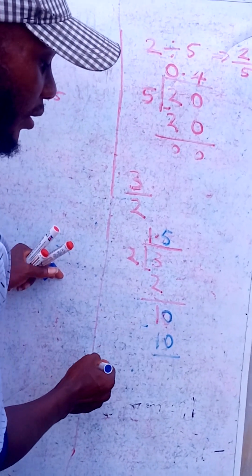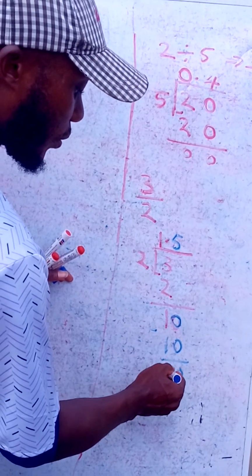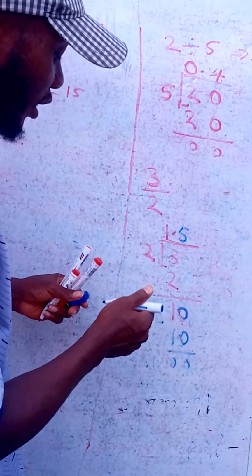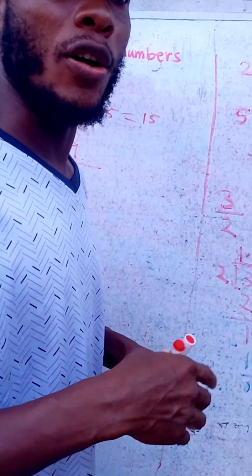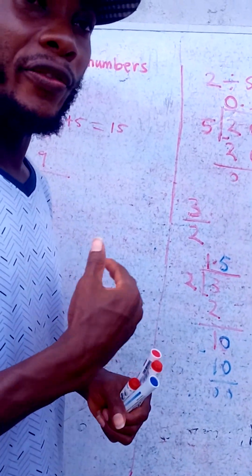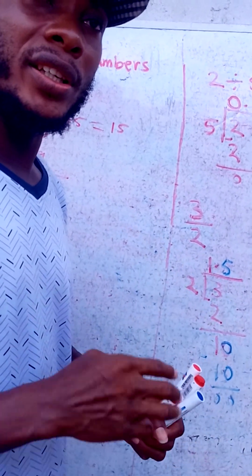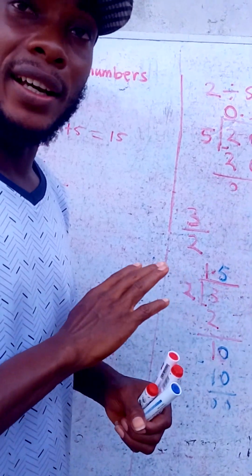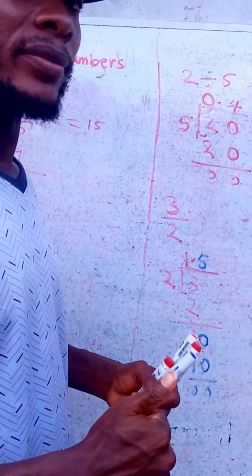And you subtract at this point. 0 minus 0 is 0, 1 minus 1 is 0. Since you have this 0, 0, it means that 1.5 is the answer. In a case where you are dividing and the decimal continues until you get to 4 decimal places, I think you can stop there. Don't go further.